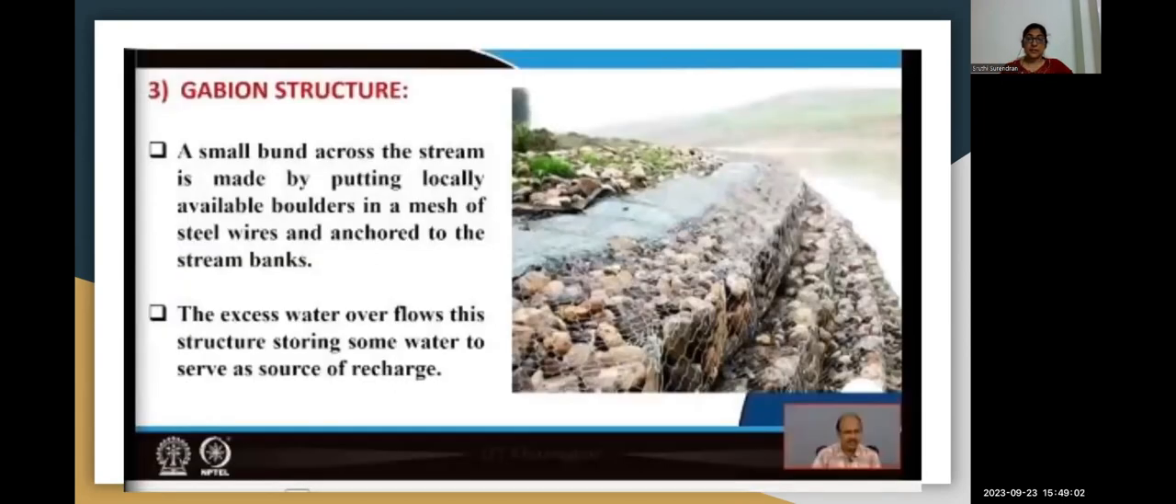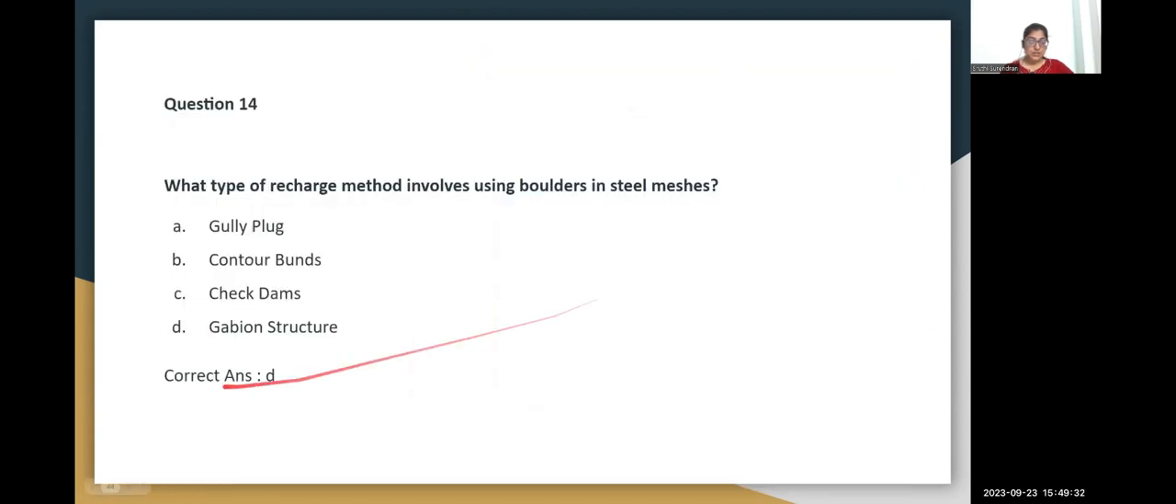Okay, so it is the gabion structure. You can see here gabion structures are constructed along the banks of rivers by collecting all of the rocks and boulders that are present in the vicinity and putting them into steel meshes. So when the water starts flowing in excess, all the water will start flowing into these structures and it will recharge the groundwater in that way. Store the water and then recharge. So the correct answer for this question is option D, gabion structure.